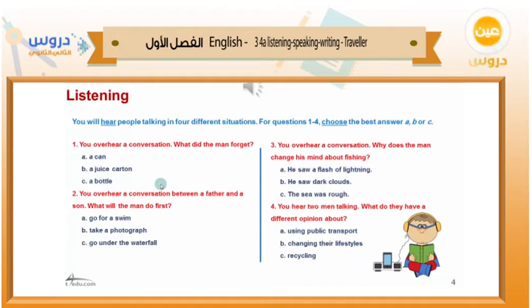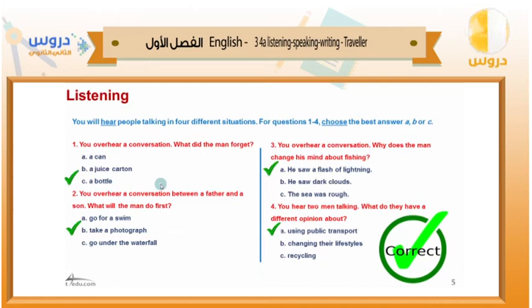And for number 2, I think he went to under the waterfall. So let's display the answers. So for 1, he left a bottle, but you heard a juice carton and a can. But you have to stick to the question. What did the man forget?